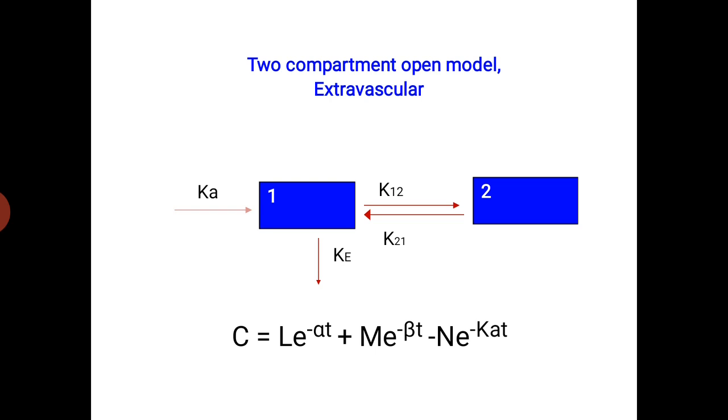The other equation also, just note down in your notebook, that is dx by dt is equal to Ka Xa minus K12 Xc plus K21 Xp minus Ke Xc. After integrating this equation, converting the hybrid constants and micro constants, we will get this equation: C is equal to Le raised to minus alpha t, the same equation there. You have to explain what is L, what is M, what is N, what is alpha, what is beta, what is Ka. Each and every term we explain here from the exam point of view.